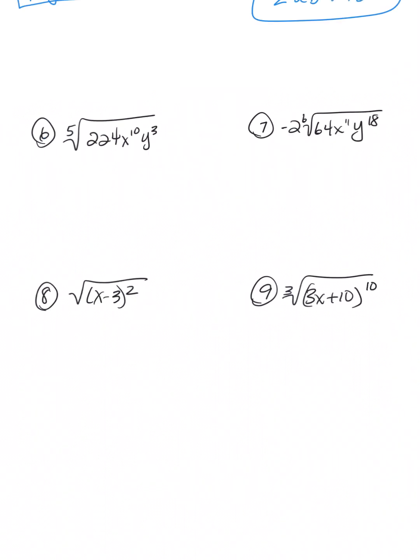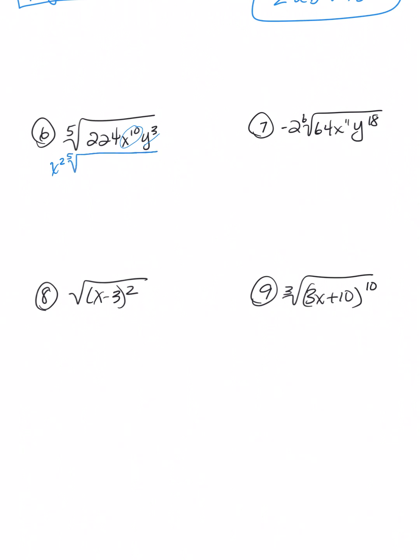Okay, on number 6, we have a 5th root. So we got to take things out in groups of 5. So let's look. Quickly what comes to mind is this x to the 10th power. That means I can take 2 x's out, right? If I group them all by 5s. So I'll take x squared out. The y's are going to stay stuck because there's not even 5 there. But let's break down that 224.